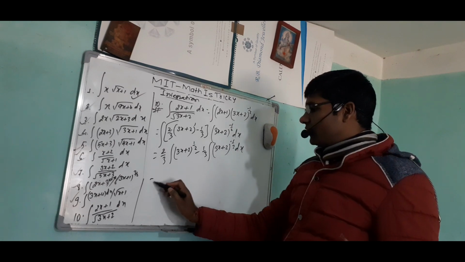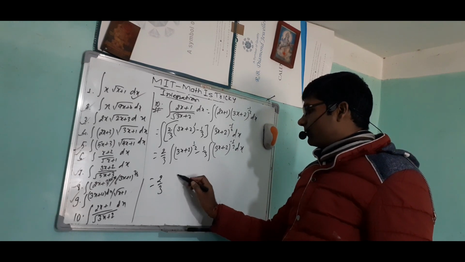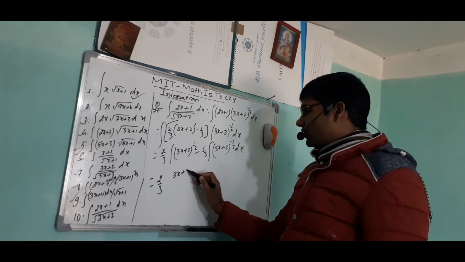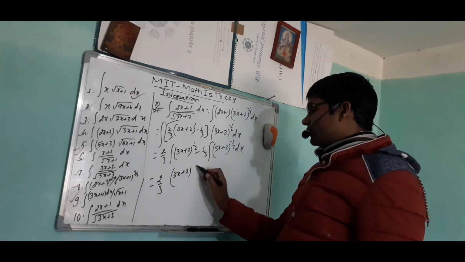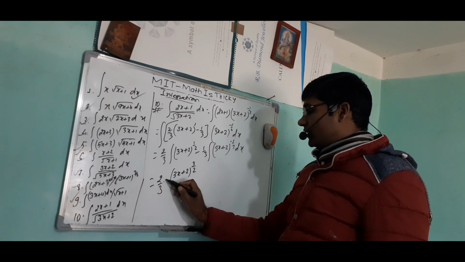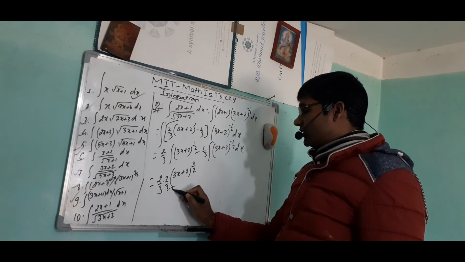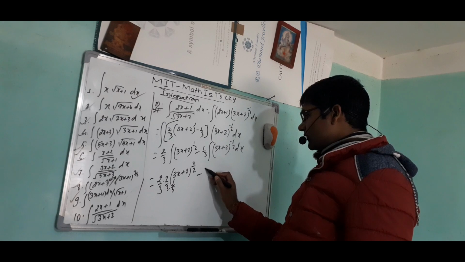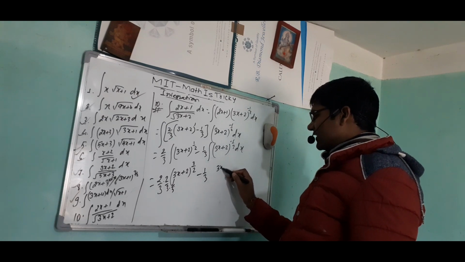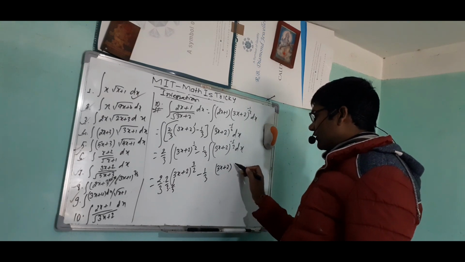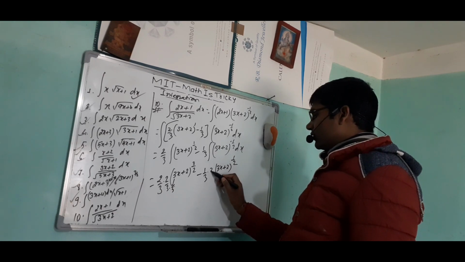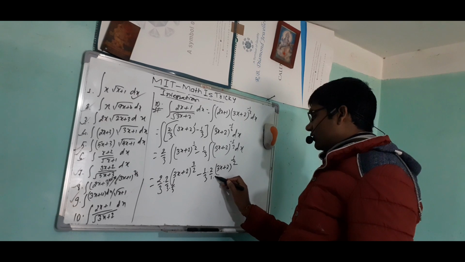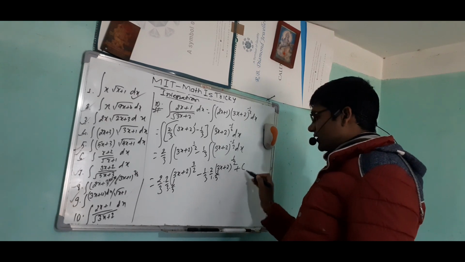By using the formula, we'll be getting here 2 by 3, (3x plus 2) to the power 1 by 2 plus 1, meaning 3 by 2, here 2 by 3, and this 3 because of this 3. Minus 1 by 3, (3x plus 2) to the power minus 1 by 2 plus 1, meaning 1 by 2, so it is here 2 by 1, and this 3 will be also down, this 3, plus c, that's your answer.